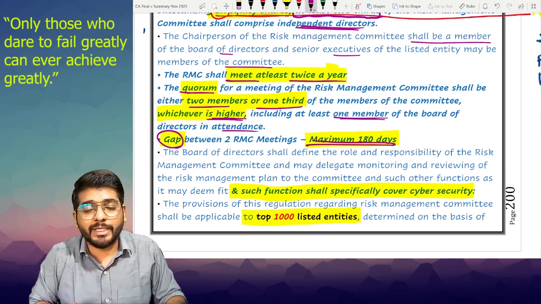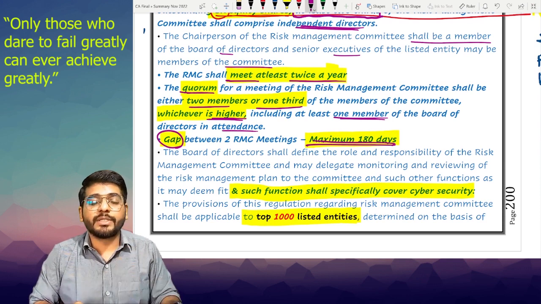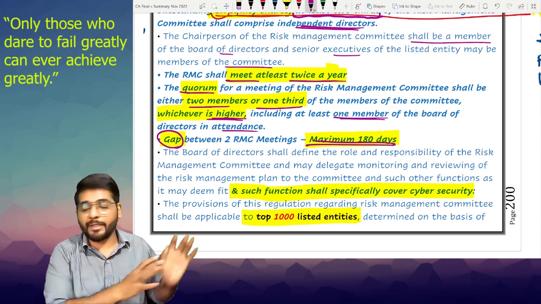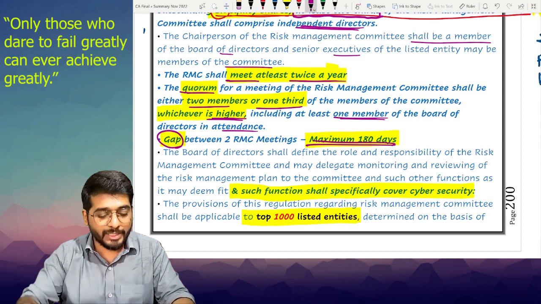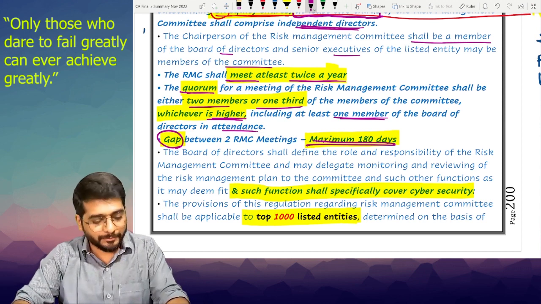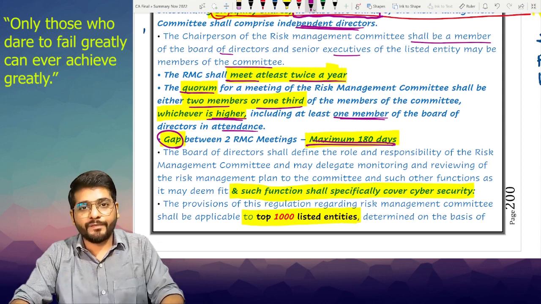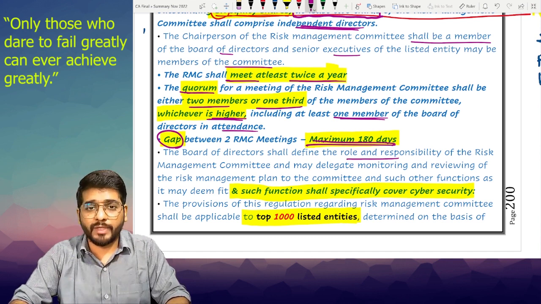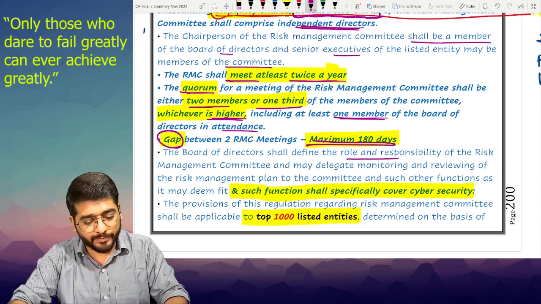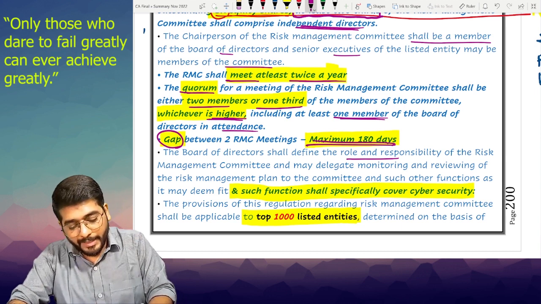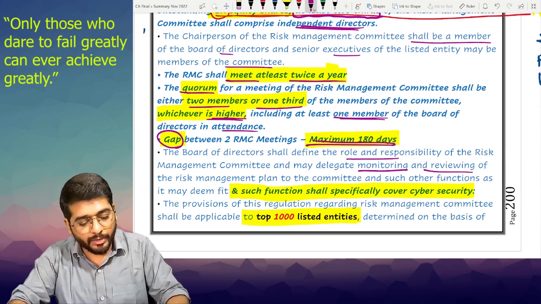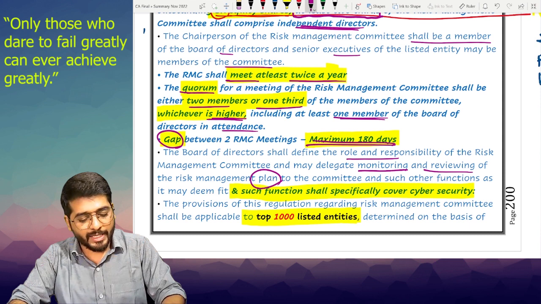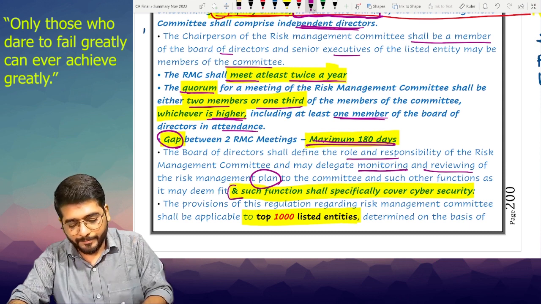Point to be understood, my dear friends, over here. Do not mix this with the board of directors provision. That is board meeting for board of directors. That is separate. This is risk management committee holding their own meeting. Board of directors shall define the role and responsibility of the risk management committee and may delegate monitoring and reviewing of the risk management plan to the committee and such other functions as it may deem fit, and amendment.